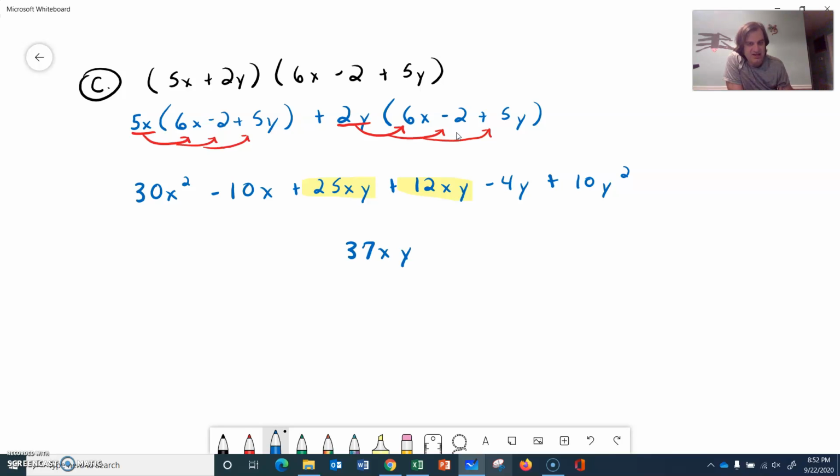So after I combine what I can, I'll have 30x squared minus 10x plus 37xy minus 4y plus 10y squared. And as a reminder, writing the distributive property out the way I did in this one helps you avoid losing some middle terms or getting them confused, or going back and trying to look for them after the fact. All right, thank you.